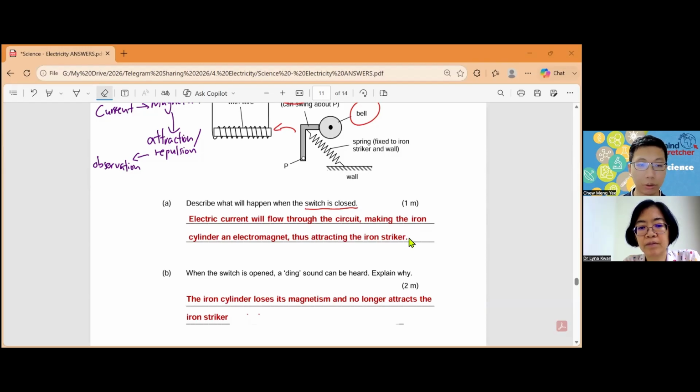Okay, so you no longer attract the iron striker. So what is happening next? What's the next thing that happens? Nobody? What's the next thing that happened?